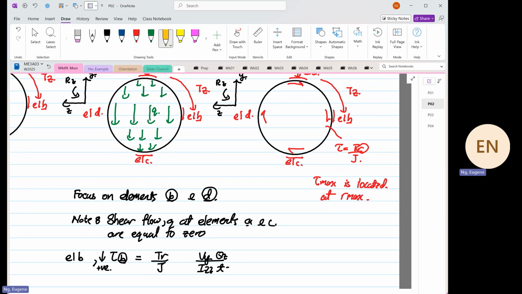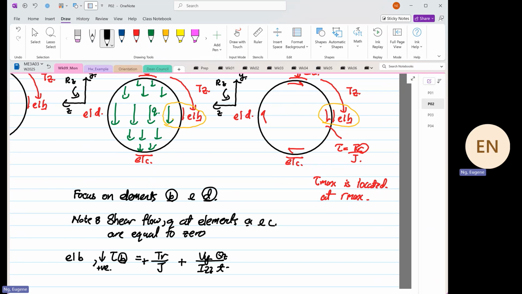So I want you to focus on element B. If you look at the shear flow over here, Q is going which way? Downwards. Yes or no? And then if you look at element B, due to TR over J, the shear stress is also going down. When this is the case, you add the both of them. You decide whether it is positive or negative. There's no rule that up is positive, down is negative. If you decide to pick down as positive, everything coming down is positive.